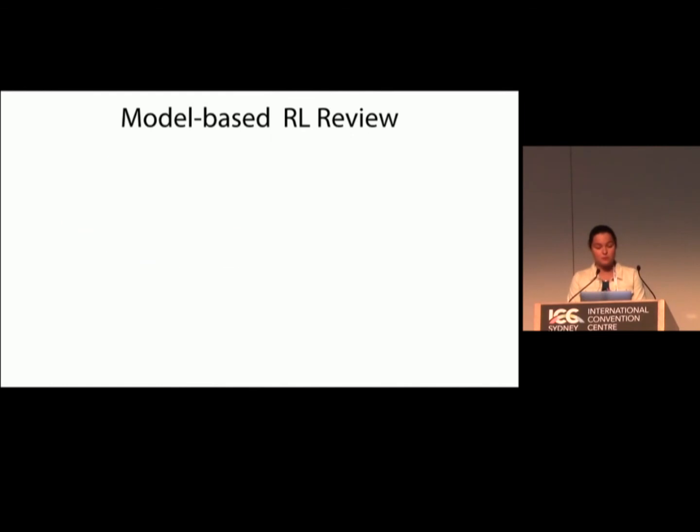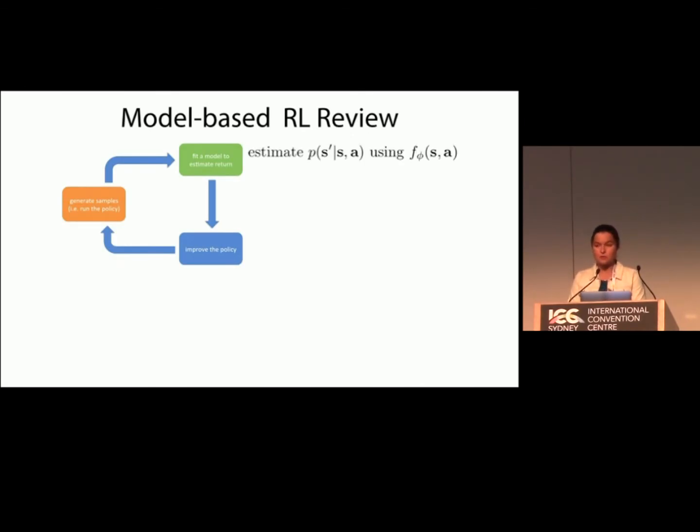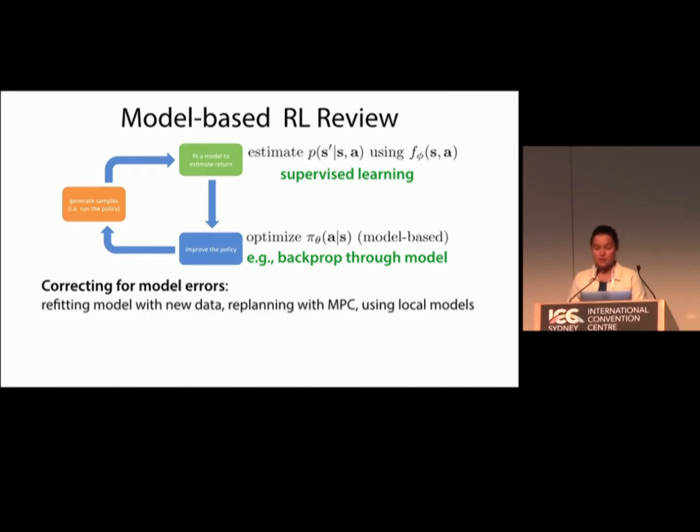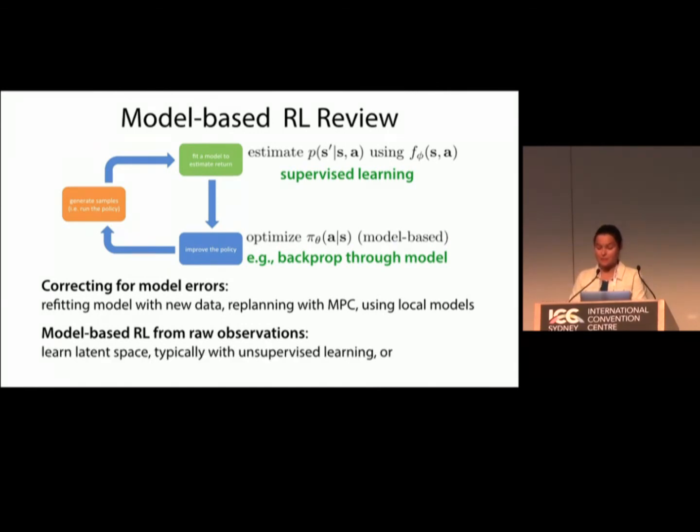Okay, so to review, in model-based reinforcement learning, you fit a model of your dynamics function, which you can do with supervised learning, and then optimize your policy, which you can do, for example, by backpropagating through your model. One of the key challenges in model-based reinforcement learning is correcting for model errors, and you can do this by refitting the model with new data, replanning with model predictive control, and by using local models. You can also perform model-based reinforcement learning from raw observations by learning a latent space, typically with unsupervised learning, or by modeling and planning directly in your observational space.